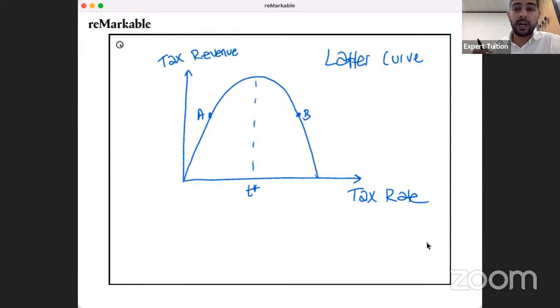However, beyond T star, now suddenly there's a massive increase in the following three things. One, there's going to be an increase in tax avoidance.